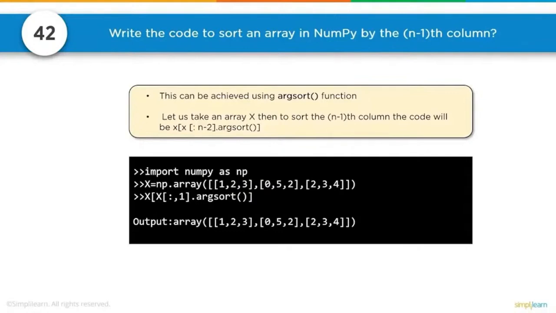We import NumPy as np. We'll create our NumPy array, which is 1, 2, 3, 0, 5, 2, 2, 3, 4. So we have 3 different entities with 3 different columns in there. And we go x of x, and so we take x of all the rows, first entity, or in this case it's actually the second one because it's 0, 1, 2, .argsort. So that would be the second entity, or -2 would also be the same. Instead of 1, you could also do -2 there. Argsort, and then we get an output of the array 1, 2, 3, 0, 5, 2, 2, 3, 4.